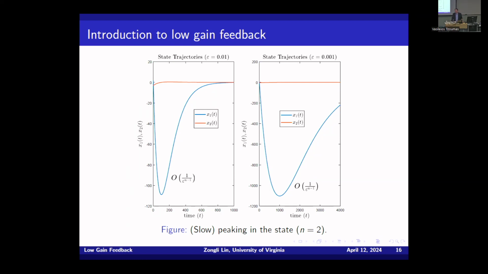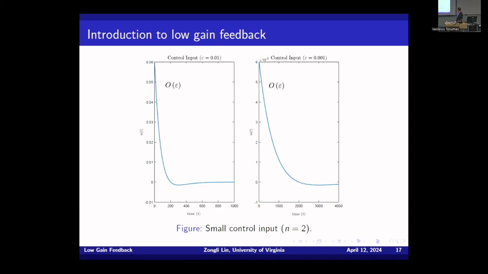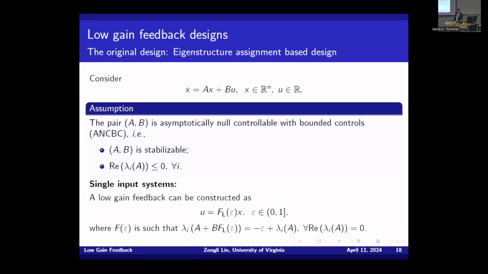Yes. Is this the same system as you showed for the high gain feedback? Exactly, yeah. I use the same feedback gain, but just epsilon becomes 1 over epsilon. So this is low-gain feedback. And I saw this is the control signal, right? And remember, this is 0.06, and this is 6 times 10 to the power minus 3. So there's no surprise there.